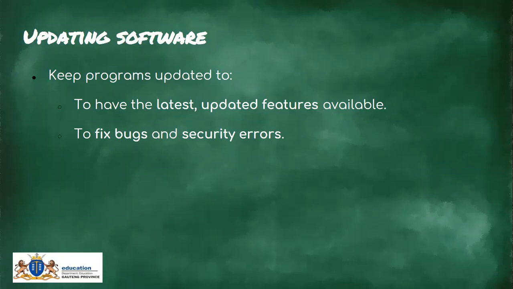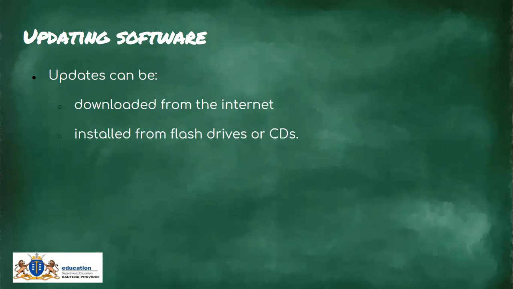To have the latest update to fix the bugs and security errors. Other reasons: updates can be downloaded from the internet, or installed from a flash drive or CDs. For example, I normally used the antivirus called Microsoft Essentials. You take the update from the internet, which is called Panthe, then you can run it offline on your machine. It will update the status from yellow to green. That means your antivirus is updated.